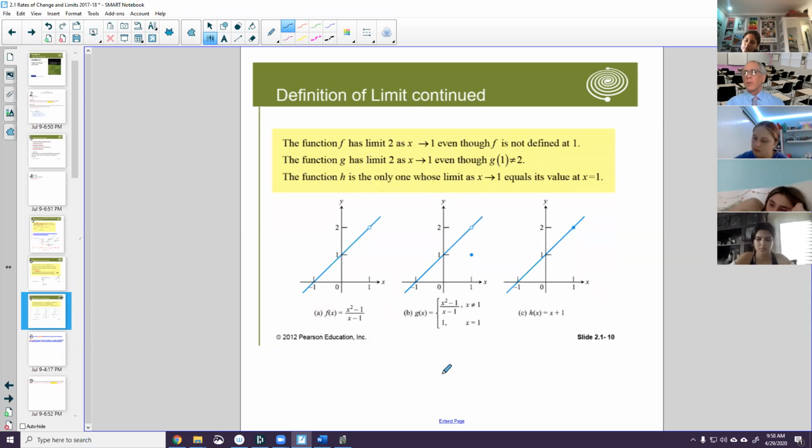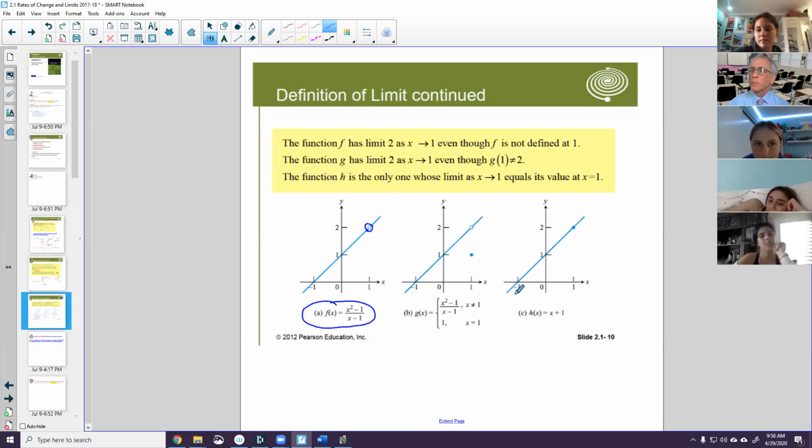So here we have some examples. This blue line right here is this function f of x. It's the function x squared minus 1 divided by x minus 1. I know it looks like a line, right? But this is a rational function. And can everybody see that I have a hole in the line right there?